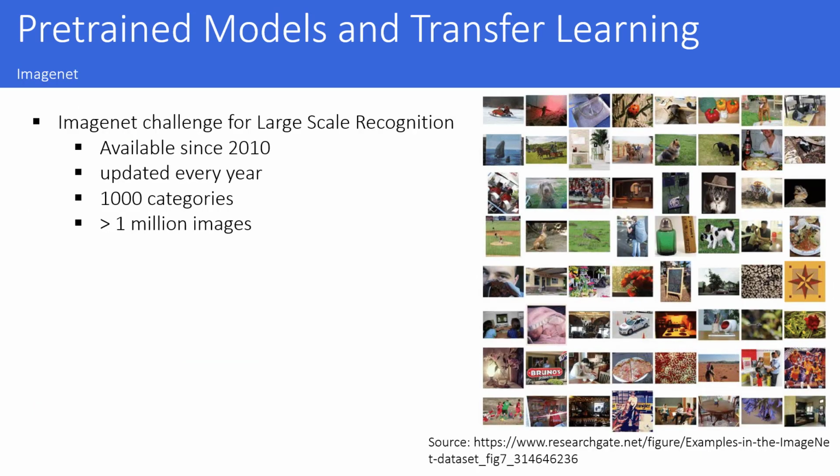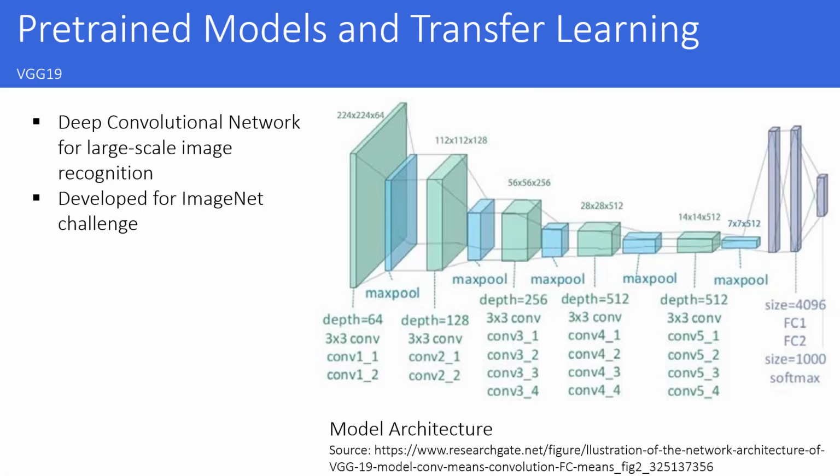There is publicly available image data and neural networks that were trained on them. ImageNet is performing challenges every year since 2010 for large-scale recognition of objects in images. There are 1000 categories and more than 1 million images used for the modeling. Some sample images can be seen at the right side. And for this data, many different models were created.